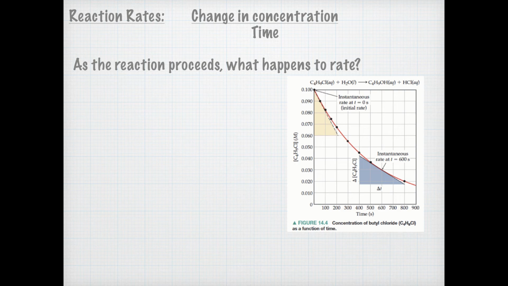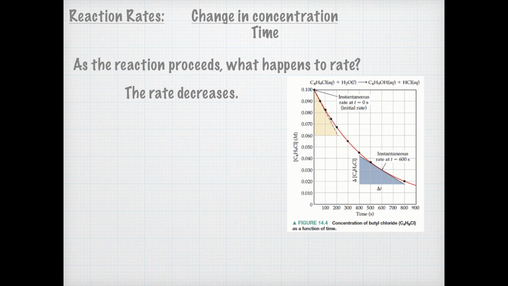Well, why is that? Well, it makes sense now because as we had just stated, if your reactant concentration decreases, that means that your rate is going to decrease because there are going to be fewer collisions and therefore the rate's going to decrease. Well, as your reaction proceeds, if you notice, your concentration of C4H9Cl is going to decrease. Therefore, there are going to be fewer collisions, and therefore your rate is going to decrease as well as the reaction proceeds.